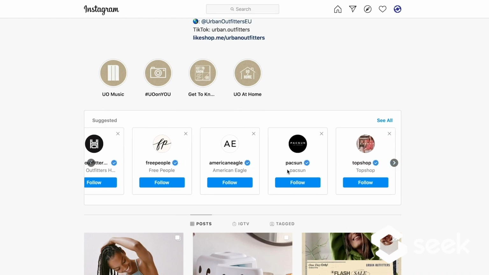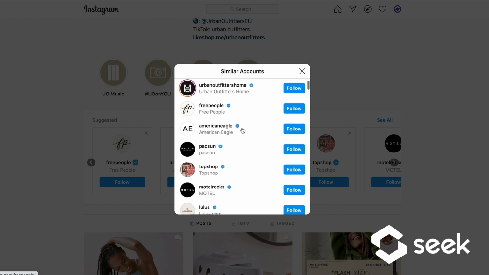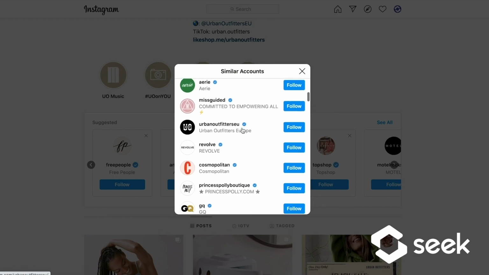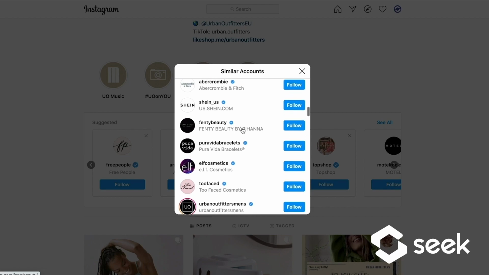So I see here that PacSun, Free People, American Eagle, Topshop are all other really great brands to look at and see what type of people are interacting with these brands on social media.